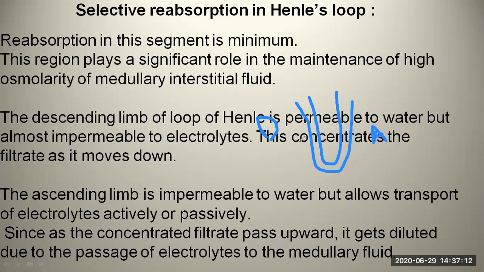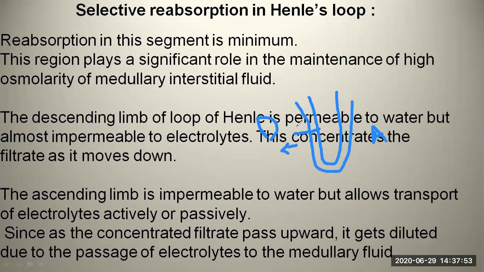Before I discuss this topic, you should make this concept from this slide. What is the concept? The descending loop of Henle is permeable to water but impermeable to electrolytes. This should create the basic concept, because I will discuss it further in the video lecture on the counter current mechanism. The loop of Henle plays a very important role during the counter current mechanism, so right now you should make the basic concept about the loop of Henle.